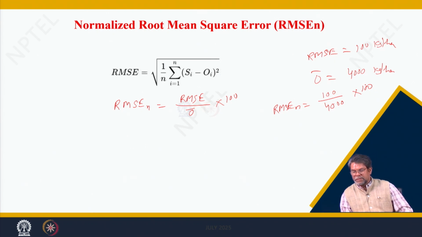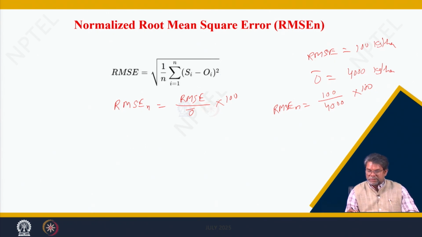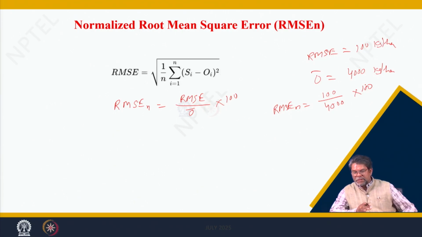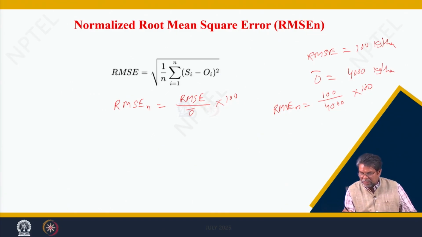So, likewise, this is the normalized root mean square error. This can be converted to a percent: how much, 100 by 4,000, into percentage. This gives the percentage of this error. So, this indicates the error percentage between the observed and this simulation output.